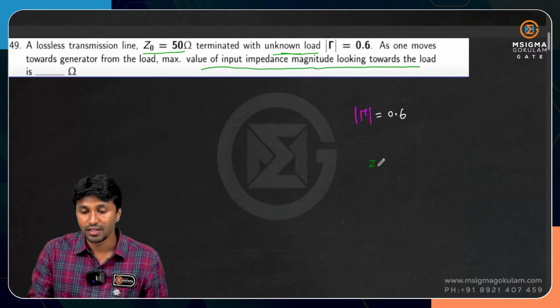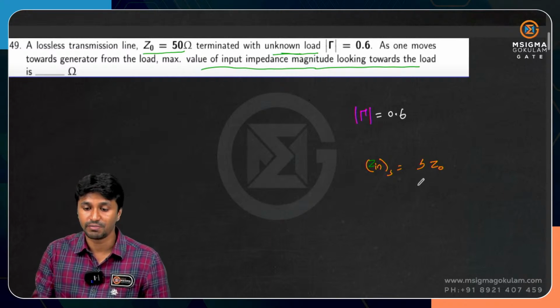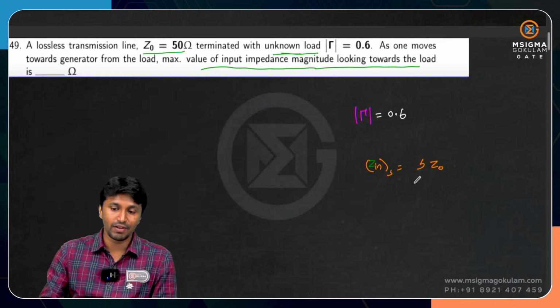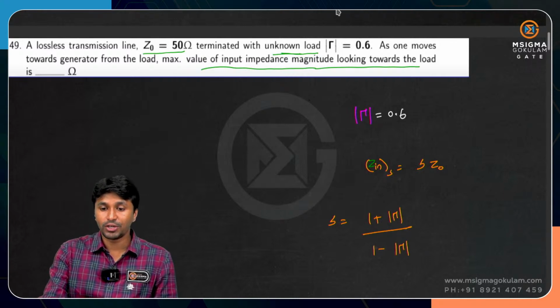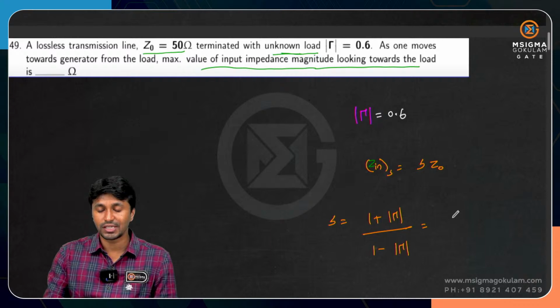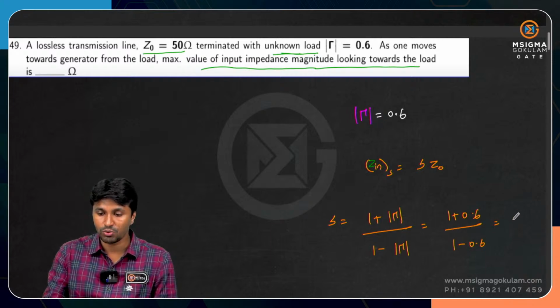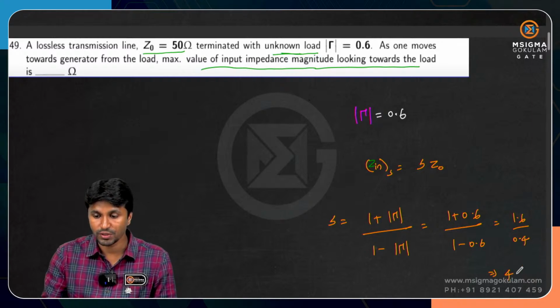So we know that the maximum value of the input impedance is nothing but S times Z0, where S is the standing wave ratio. So how do you calculate the standing wave ratio? S is nothing but (1 plus magnitude of gamma) divided by (1 minus magnitude of gamma). The magnitude of gamma is already given to you. So this is 1 plus 0.6 divided by 1 minus 0.6, which is 1.6 by 0.4, which is nothing but 4.